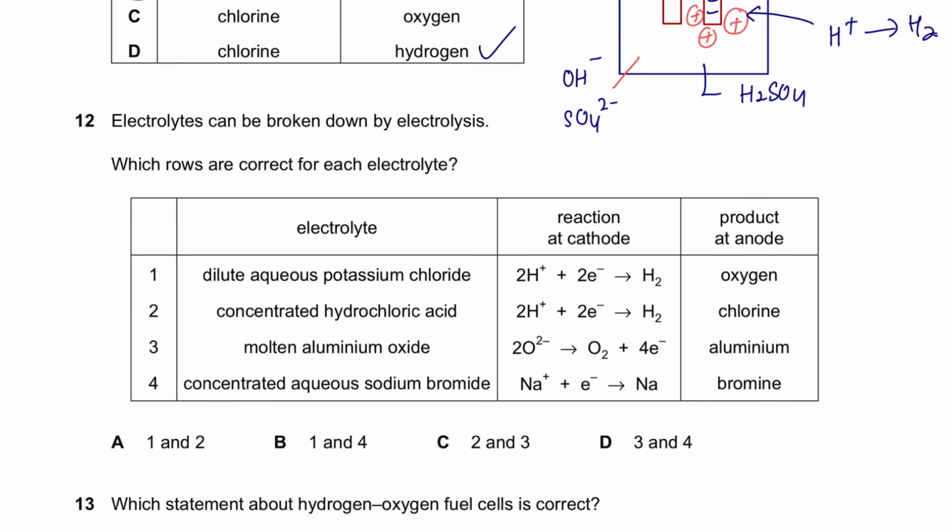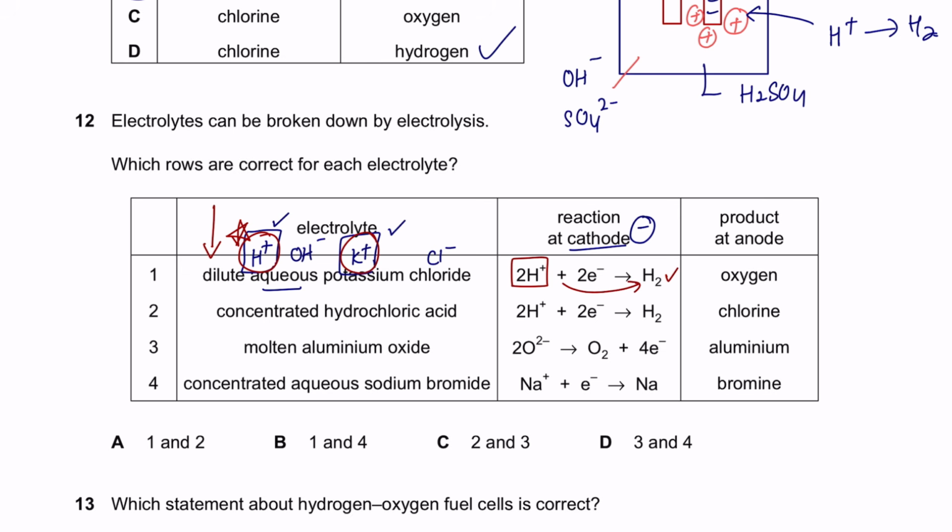Next, question 12. Electrolytes can be broken down by electrolysis. Which rows are correct for each electrolyte? You've got dilute aqueous potassium chloride. So you have K+ and Cl-. Since this is aqueous, you will have H+ and OH-. Since the cathode is a negatively charged electrode, it will attract the positively charged ions, which are K+ and H+. So between K+ and H+, H+ would be selectively discharged because it is the lowest in the ECS. So H+ and you will get hydrogen gas.